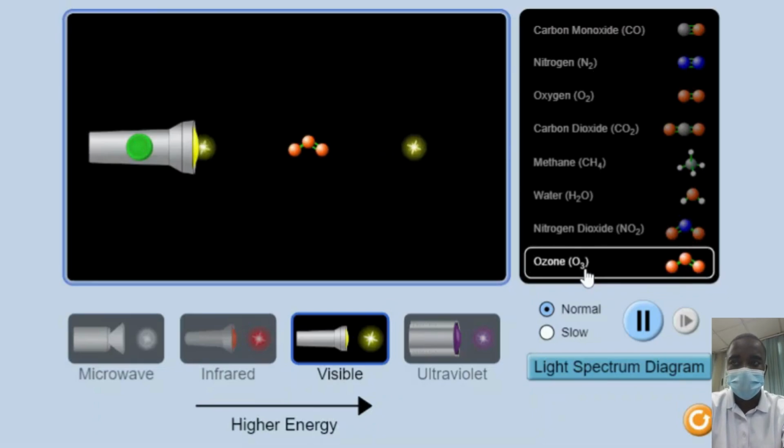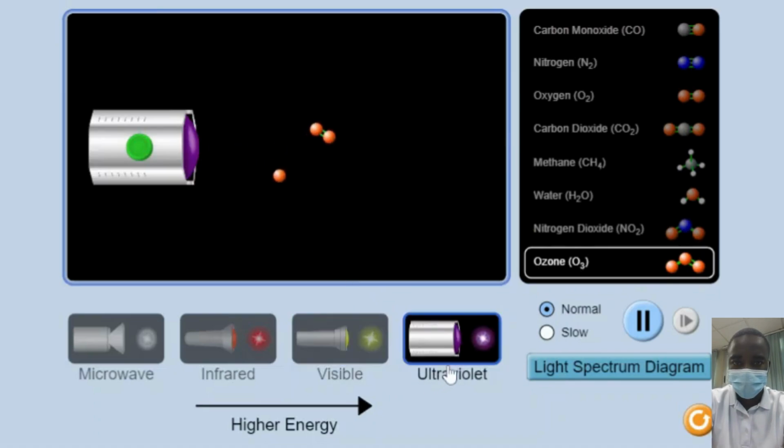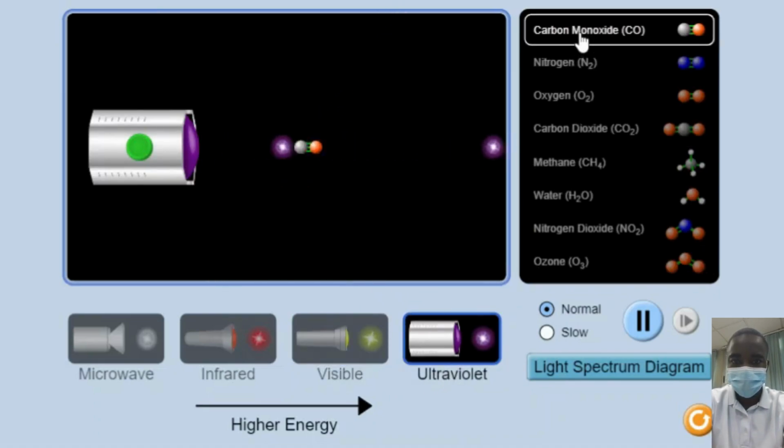The simulation introduces students to the process of data collection and analysis. By observing the absorption spectra and scattering of light, students can collect data and analyze the relationship between the type of light, the molecule, and the interaction mechanism.